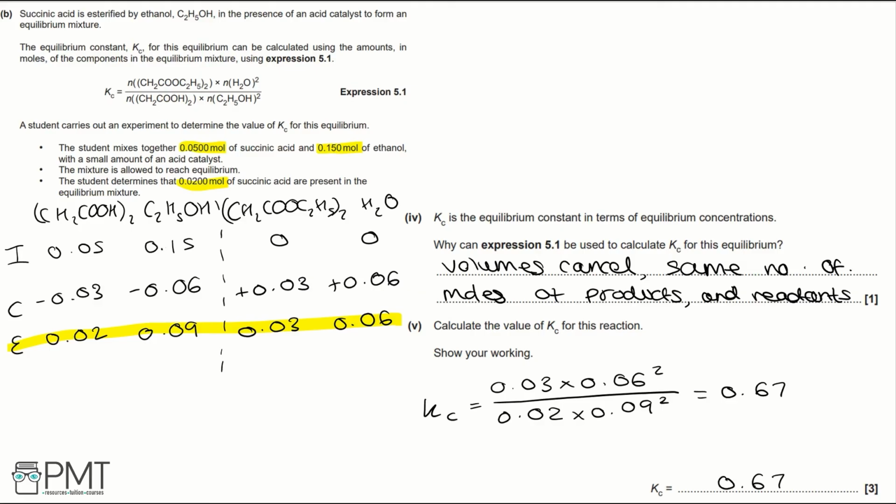To get the marks for this question, you get your first mark for correctly calculating the number of moles in the equilibrium mixture for your products, so the ester and water. You get your second mark for working out the number of moles in equilibrium for ethanol, or 0.09 moles, and your third mark for correctly substituting the number of moles you've calculated in the equilibrium mixture into your expression for Kc, and finding that it's 0.67.